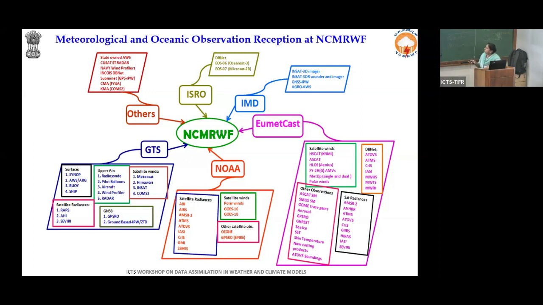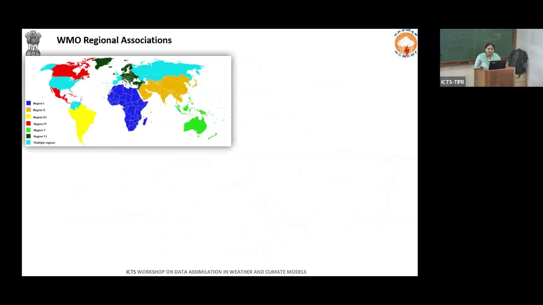Similarly from EUMETCAST, we are getting almost all the satellite radiances, then the DBNet service and satellite winds, almost all the European satellite data. So we are on par with other operational centers like ECMWF, Meteo France, BoM and NCEP. We are getting almost all the data in near real time.